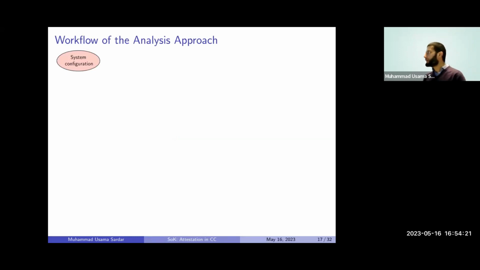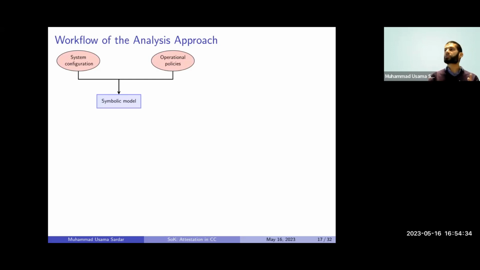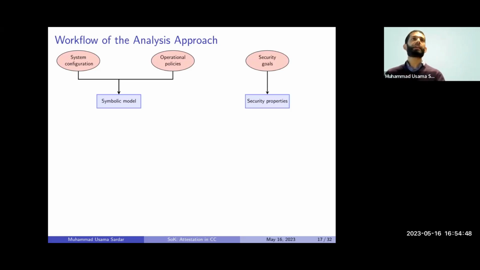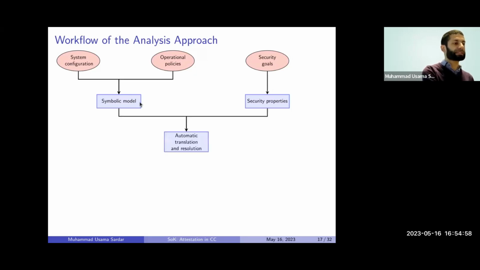Okay, so I want to now quickly describe how the approach works inside ProVerif. We have a system configuration and operational policies extracted from the architecture documents of any of these TEEs, and from that we build the symbolic model. Security goals are represented as security properties, just like the one I showed on the last slide, formalized in the ProVerif specification language. The symbolic model is also in ProVerif specification language, applied pi calculus.